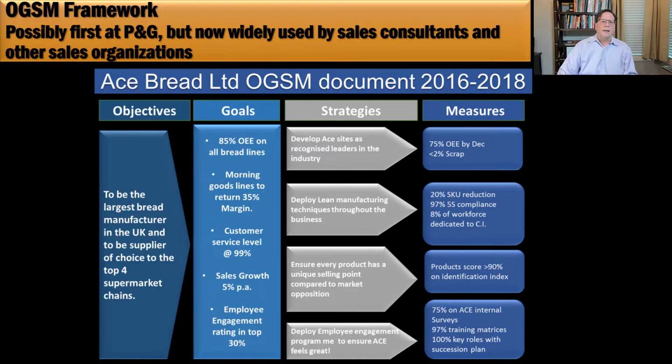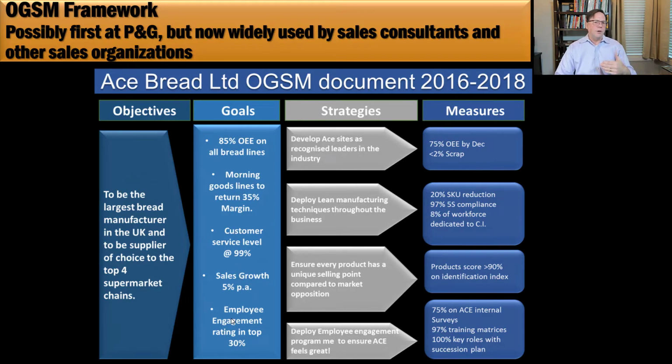So I think it's a phenomenal framework for laying out what your objectives are. So you see this is the objectives of the organization. This example is from a bread company, right? An Ace bread company. The objective is to be the largest bread manufacturer in the United Kingdom and to be a supplier of choice to the top 4 supermarket chains. So that's what this bread company's objective is, Ace Bread. From that objective, they have several related goals, and they'll spell out those goals.